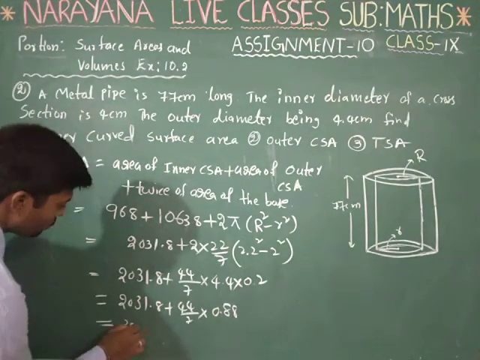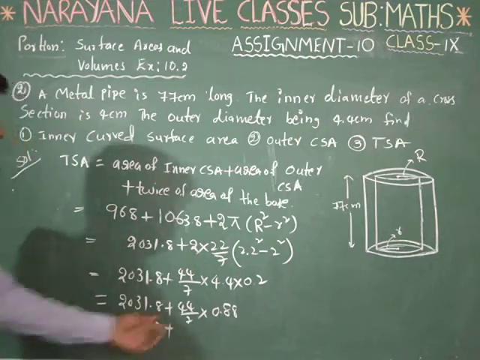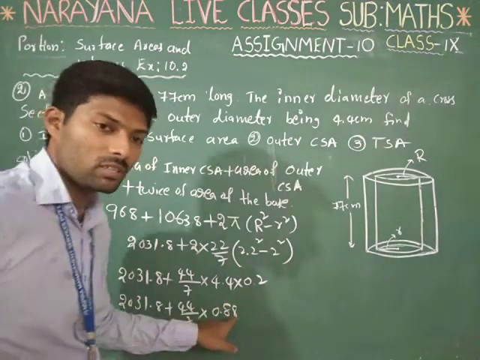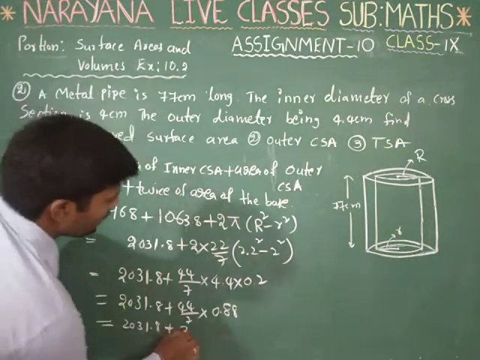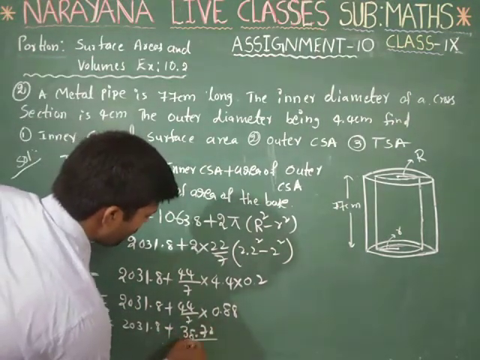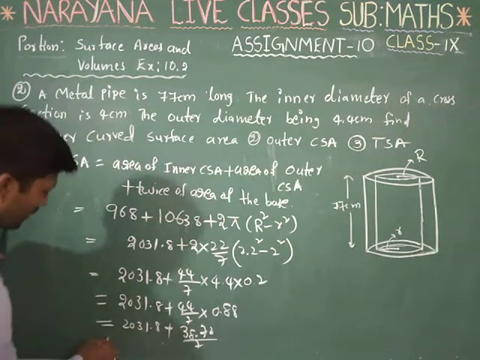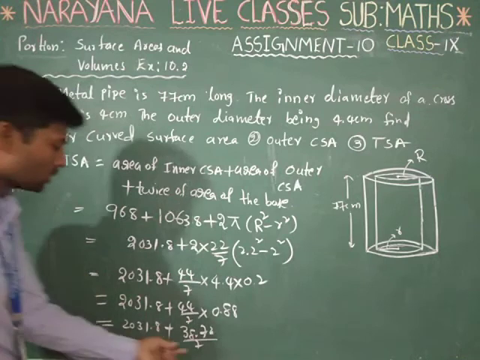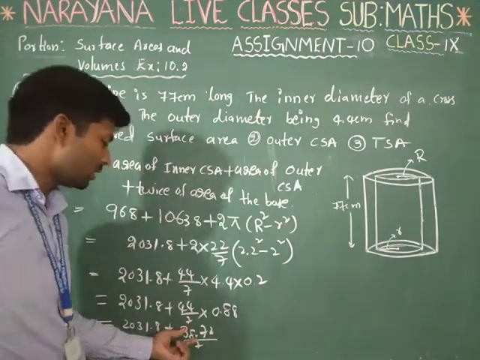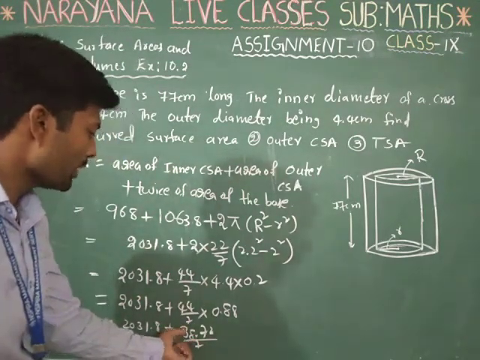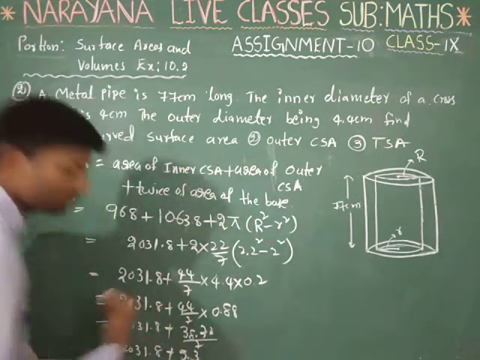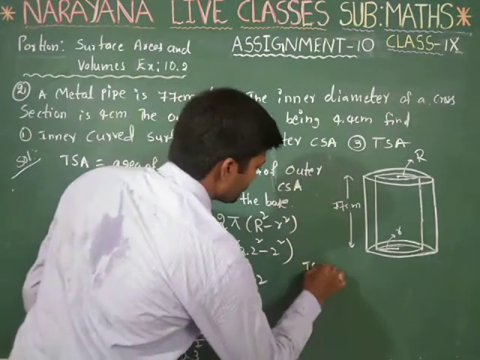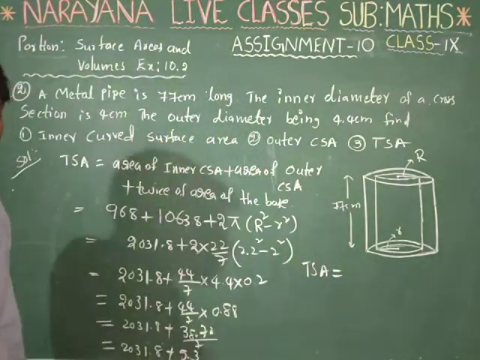So let's take 2031.8 plus 44 into 0.88. It is nearer to 1, so we'll take it as 38.72 upon 7. Just we can rewrite this one: 2031.8 plus, 7 5s are 35 and it is nearest to 5.3, that is 5.3. So just add these two, we'll get the total curved surface area.